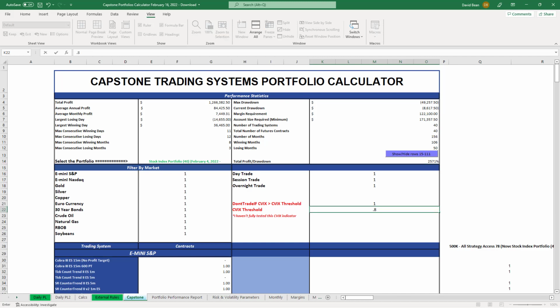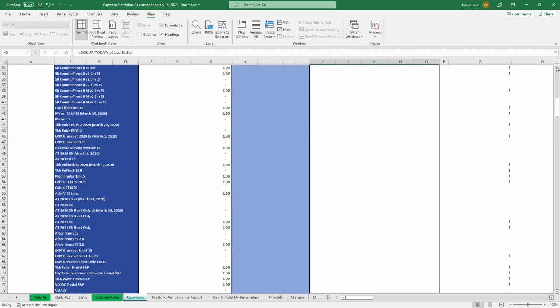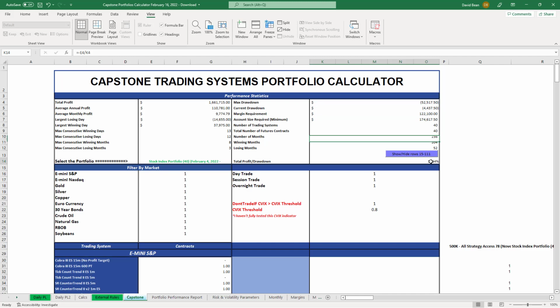What about 0.8? 31.64, 52? Looks pretty good actually. This number is right at 50K where it was before without the CVIX. So this might be the best number to use. At 0.8, this number is around 3,100. If you put it at 1, this number is 3,100 and that number is 57. So 0.8 might be a better number to use on the threshold. You say if the CVIX is greater than 0.8, then I'm just not going to trade.